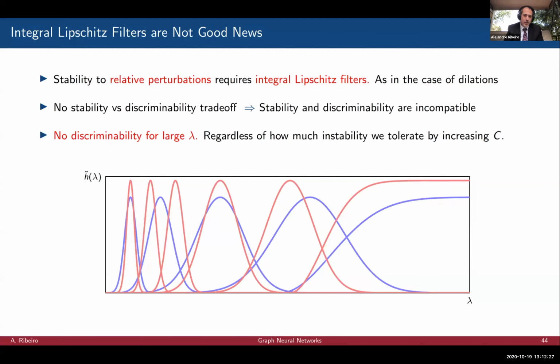Now, this latter explanation that I gave is much more lengthy and more difficult to explain than the one I use as a shorthand, which is that the Lipschitz filter cannot discriminate high frequency components. When I say that, you know that mathematically what I mean is that the discriminability versus stability trade-off with respect to relative perturbations requires the use of integral Lipschitz filters, and that trade-off depends on the frequency of your features.